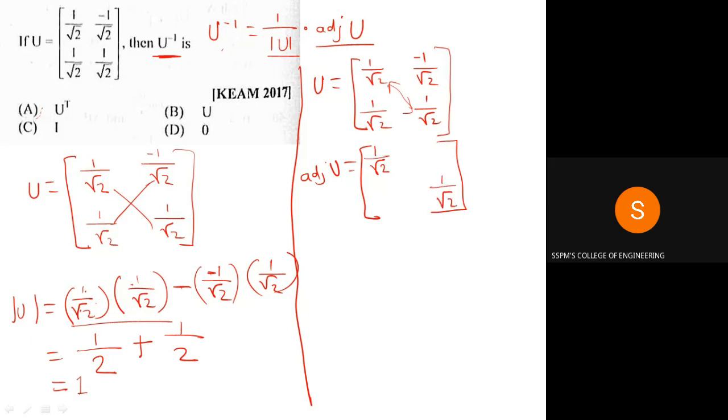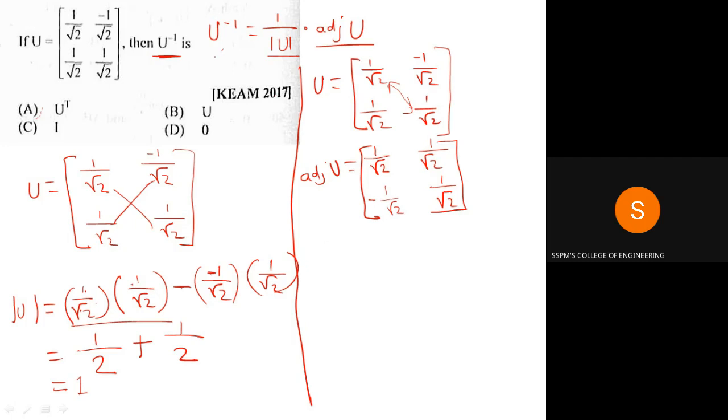1 upon root 2, 1 upon root 2, 1 upon root 2. So this minus 1 upon root 2 becomes 1 upon root 2, and 1 upon root 2 becomes minus 1 upon root 2. Okay, so this is adjoint of U.